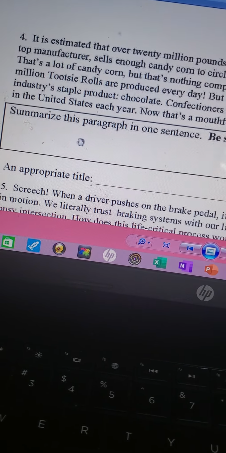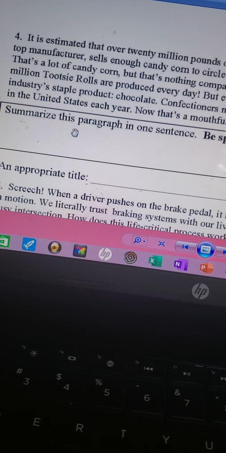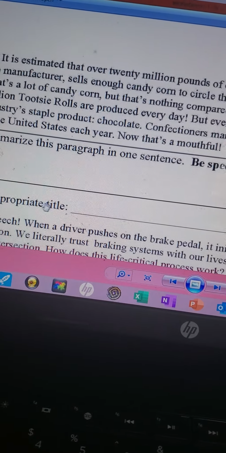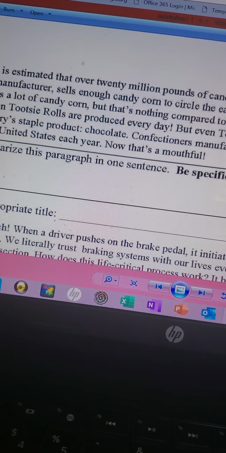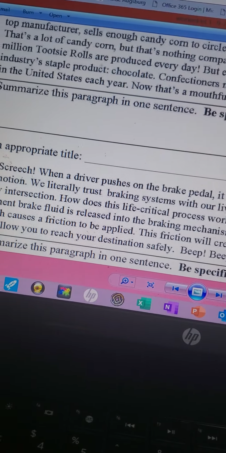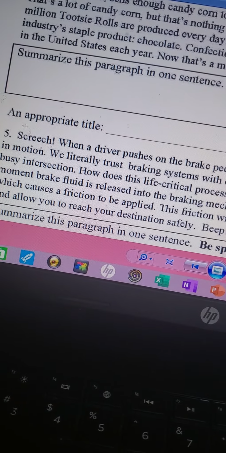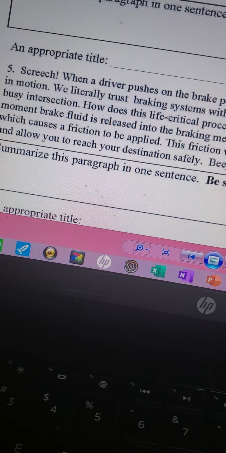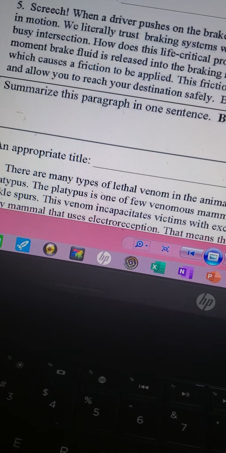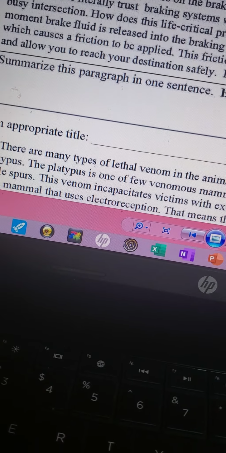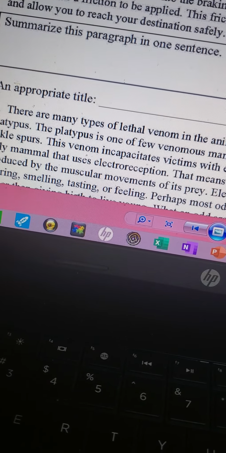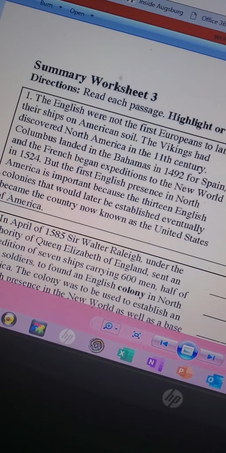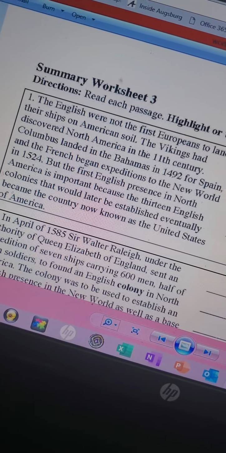This worksheet asks us to do one of two things: summarize this paragraph in one sentence and give it an appropriate title. We did this one exercise. We also did this one. It should say something about a car and brake pedals. We also did this one about a platypus. These documents can be seen one by one if you go into the week 3 folder. There's also this one. You know you're on the right track whenever you're able to open these up.